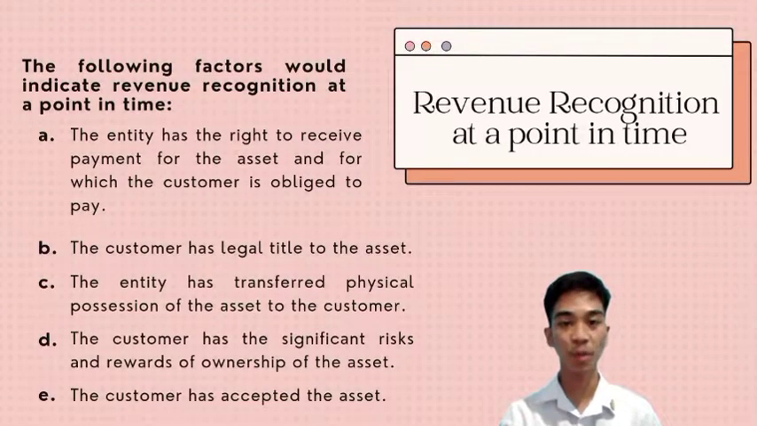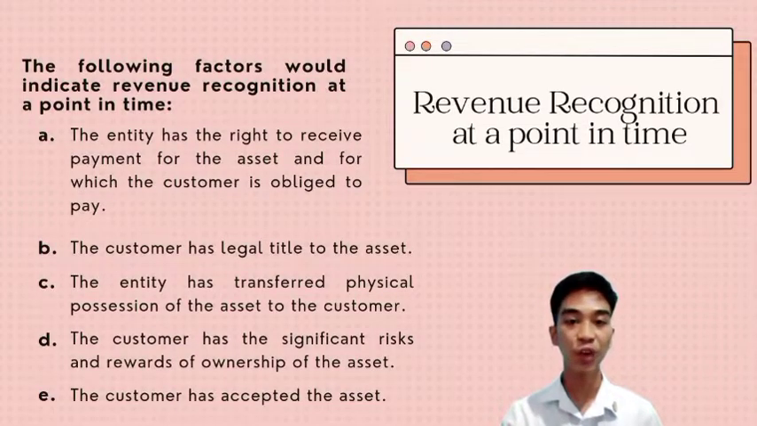For each performance obligation, a vendor determines at the formation of the contract whether control is transferred over time or at a point in time. If it is determined that the vendor does not satisfy a performance obligation over time, the performance obligation is deemed to be satisfied at a point in time. The following factors would indicate revenue recognition at a point in time.